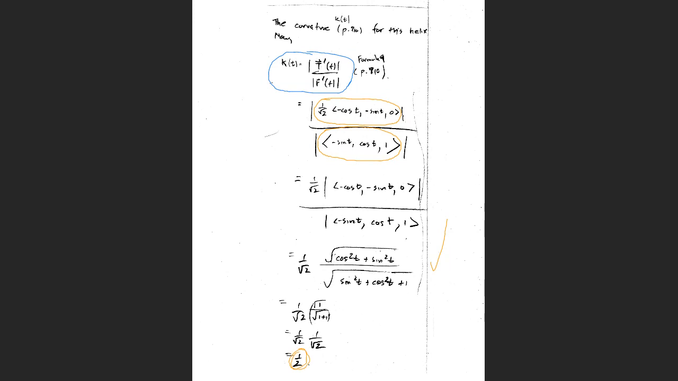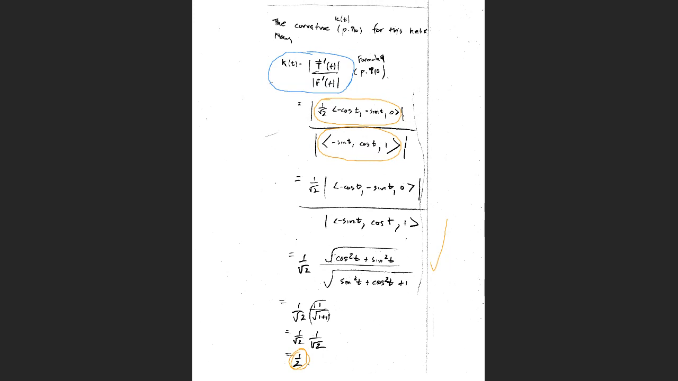Normally for space curves, curvature varies as t varies. As t varies, the position vector traces out the space curve in space, and curvature is going to vary depending on what t is. It'll be a function of t. But in this case, for the helix, the curvature is constant.